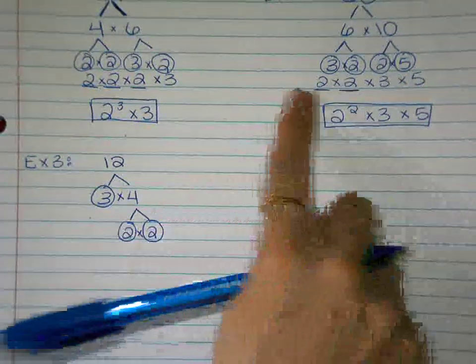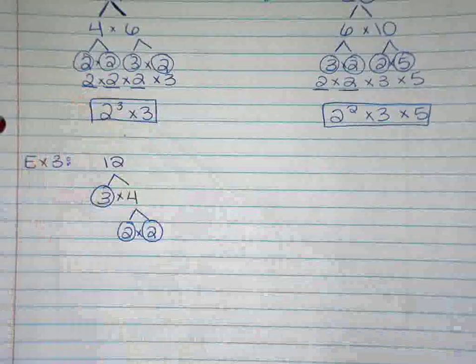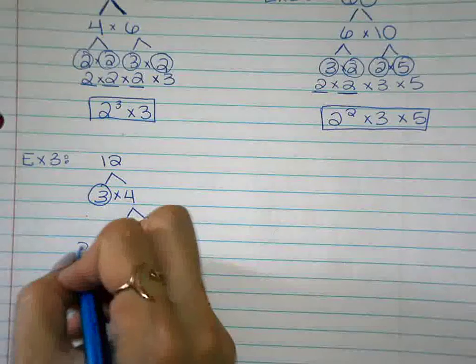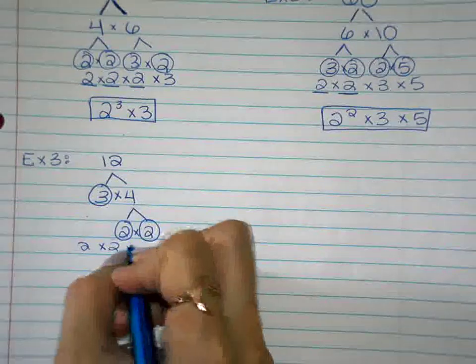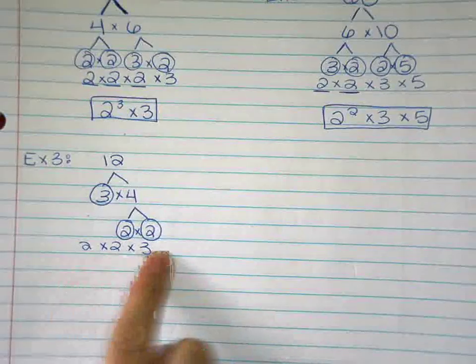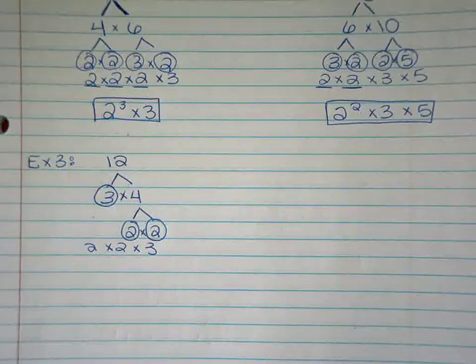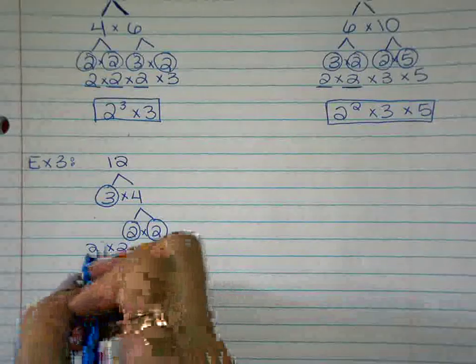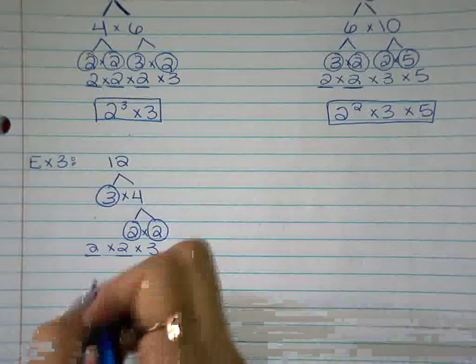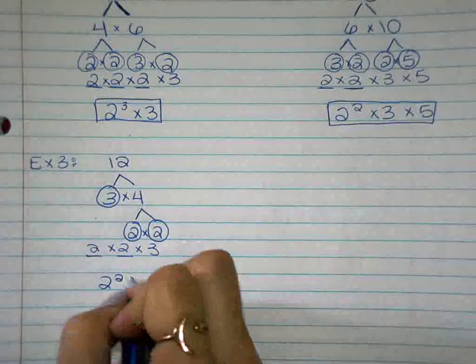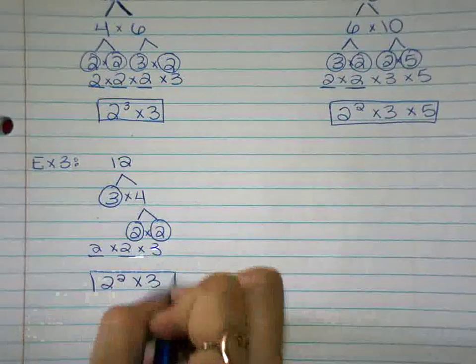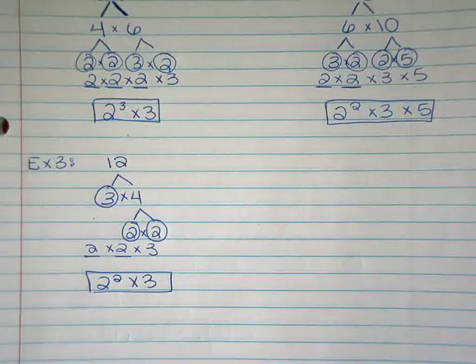So now I'm going to write them in numerical order, least to greatest order. So I have 2 times 2 times 3. Notice I'm only writing down the numbers that I circled. And then there are 2 2's. So I would write 2 to the second times 3. And that is my answer.